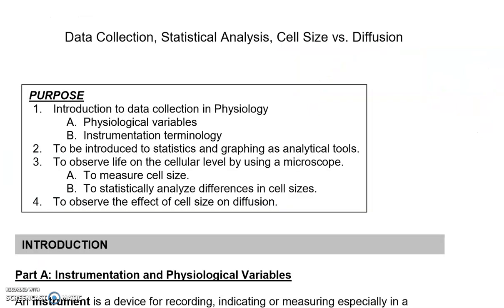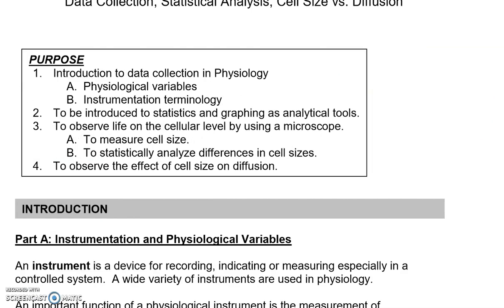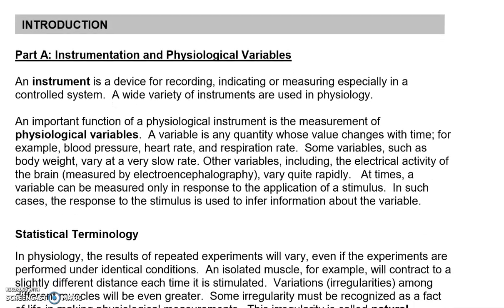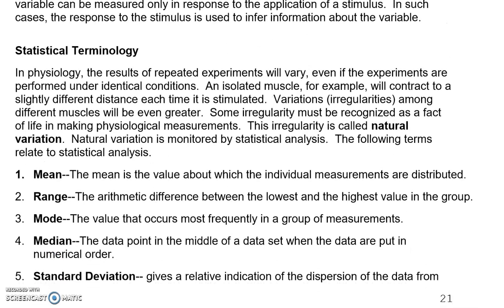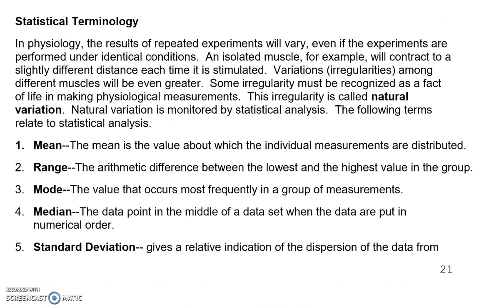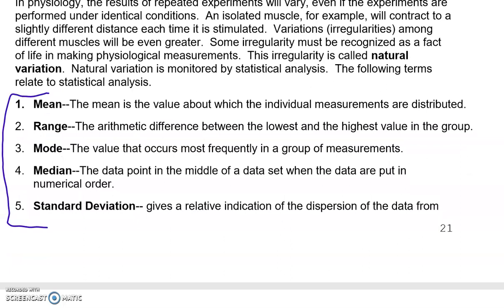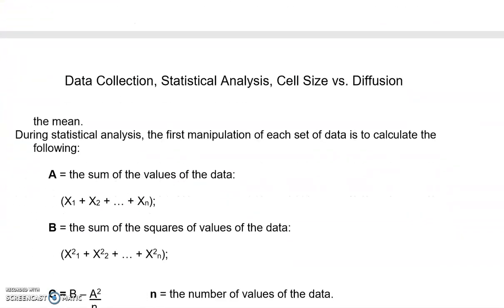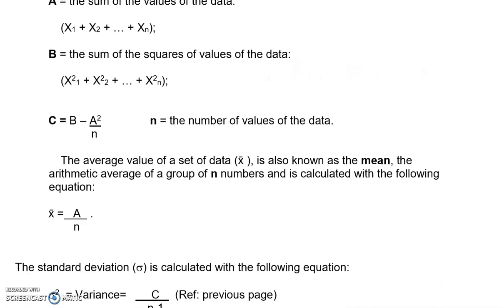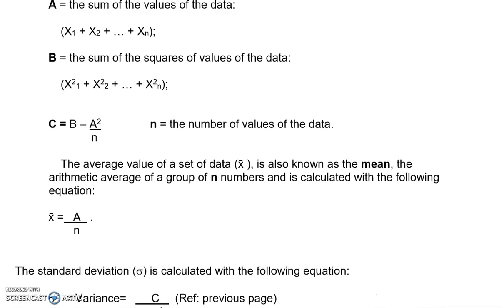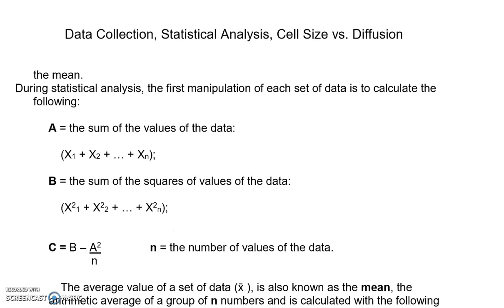Let's take a look at what you're supposed to be doing in this lab. You get an introduction here, and then part A is talking about instrumentation, physiological variables. You've got your definitions here for the statistical terminology that was also on the front page. It's a good idea to take a look at that, because that's easily testable material, and I usually put that on your first quiz. The calculation of the t-test. There are some formulas given to you here that we'll be taking a look at.